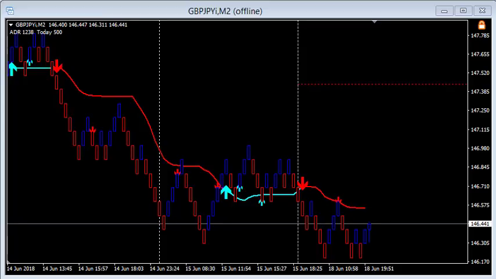So let me take a couple of quick minutes here and just explain to you what Renko charting is, and then we'll get into the meat of the indicator questions.